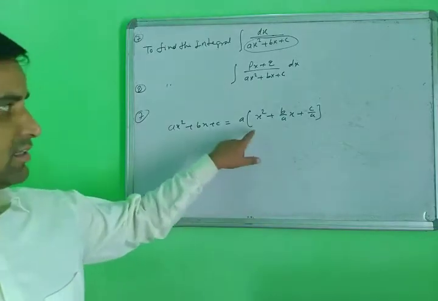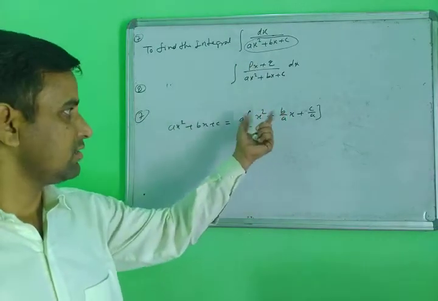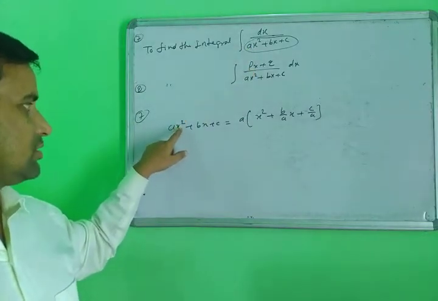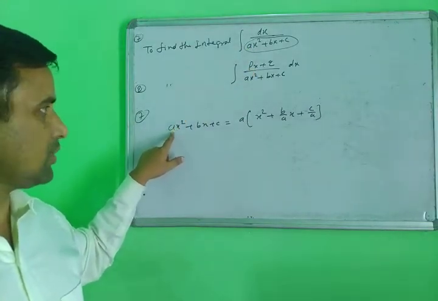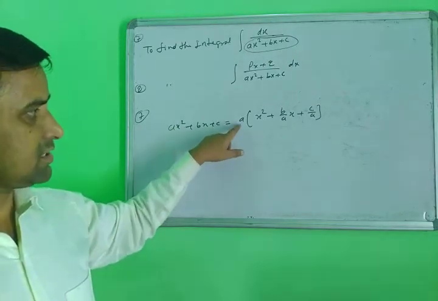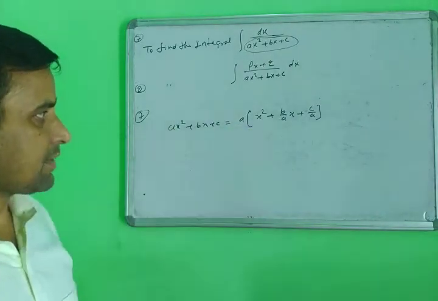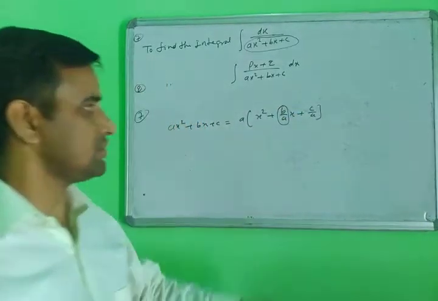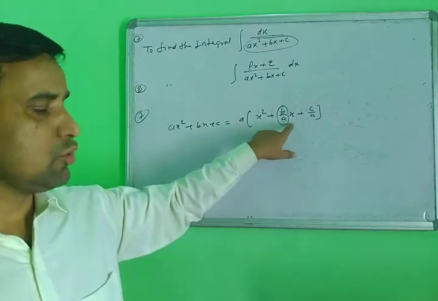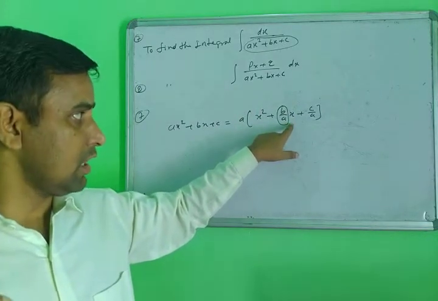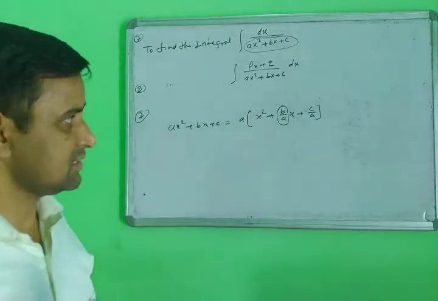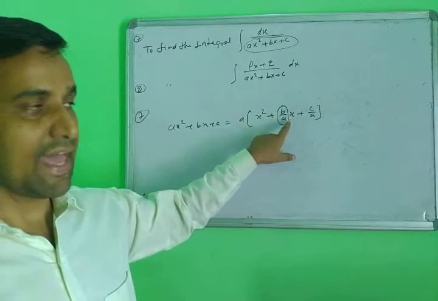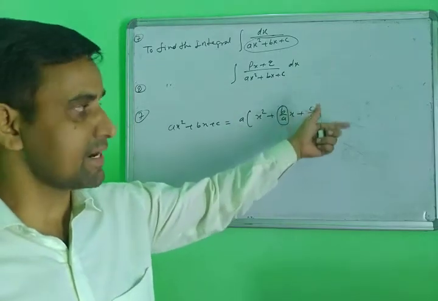This is a trick from class 10. How to make it a perfect square? First remove the coefficient of x square, which is a. How to remove it? Take it common, taking it outside. After that, look at the coefficient of x. You take half of the coefficient of x, square it, and then add and subtract it in this question.